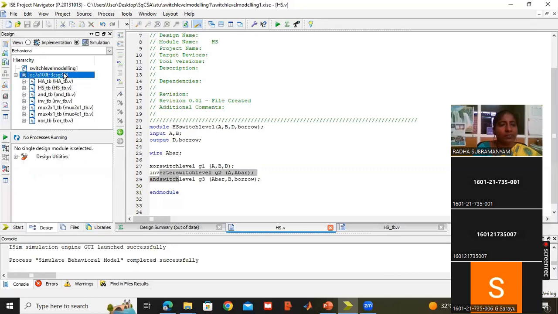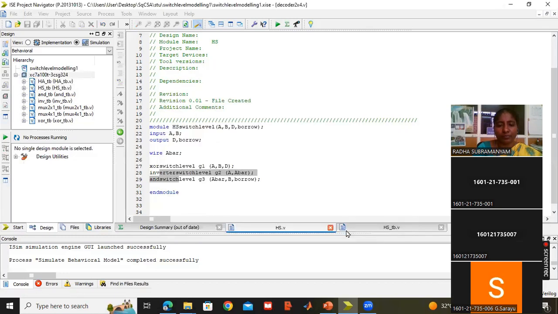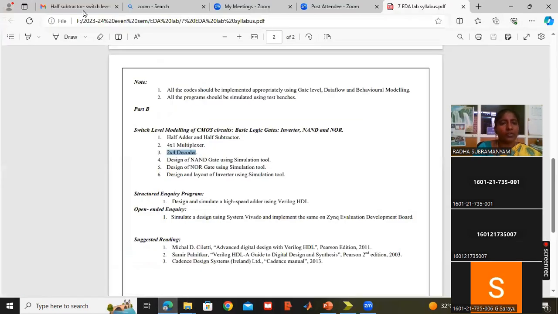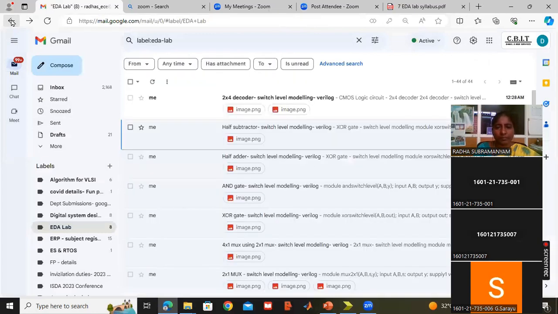I will create a new Verilog. Decoder 2x4. How will it look like? We will see first.